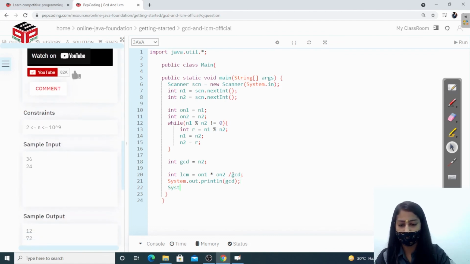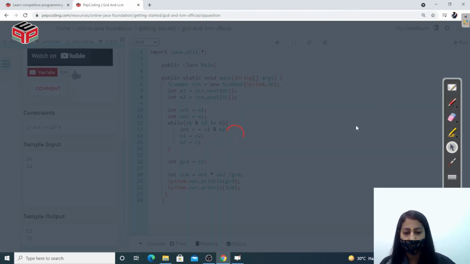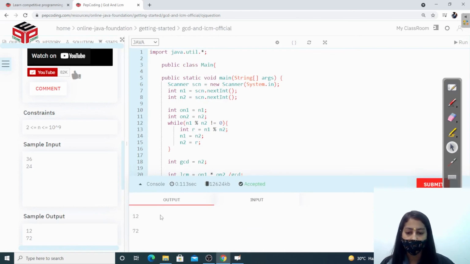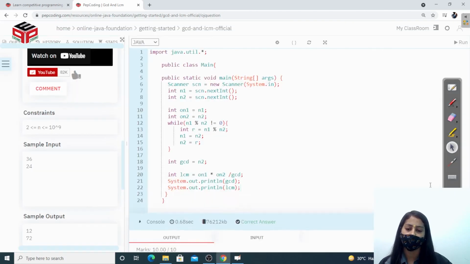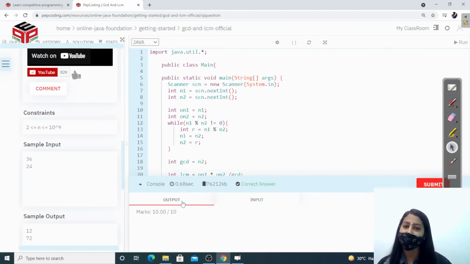So after the GCD, let me print the LCM, right? Let's try to run this code. We are getting the expected output. Let's try to submit it. We are getting the correct answer.